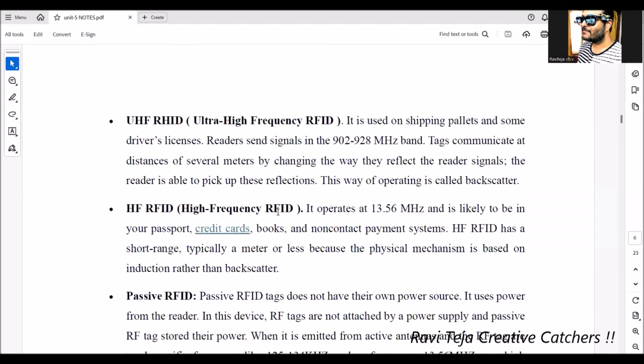Now, coming to the types of RFID based on frequencies. The first type is ultra high frequency RFID, whose frequency is around 902 to 928 megahertz, and it is wireless communication which uses purely RFID technology. Coming to high frequency RFID, its operating frequency is 13.56 megahertz. Mostly this technology is used in credit cards, books, or ID cards used for door opening, all those kinds of short range applications.